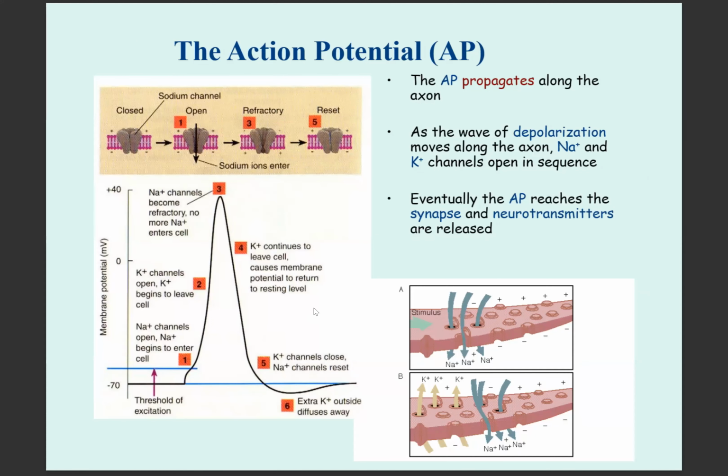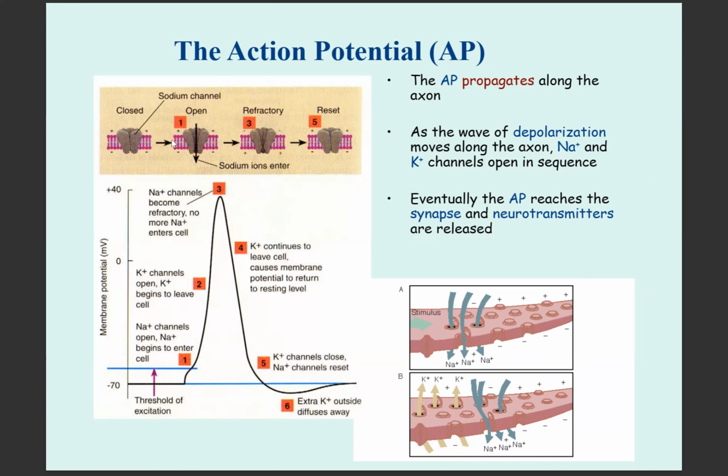When you look at this, we have a sodium gated channel that is closed. So at point 1, this is the threshold of excitation. For the information to overcome the threshold, the sodium channels will open, and then this will cause sodium to enter and then potassium going out.